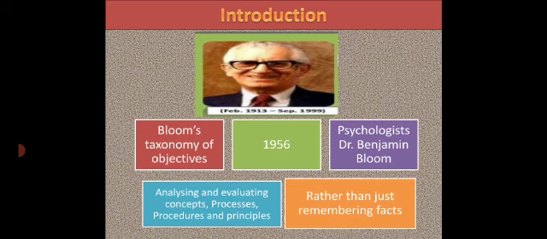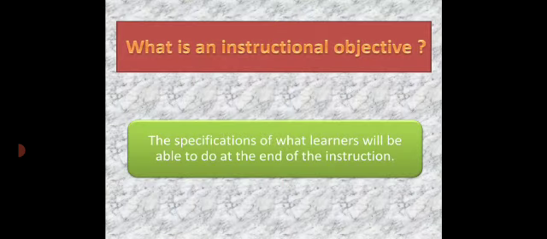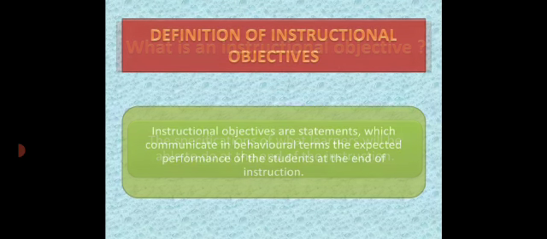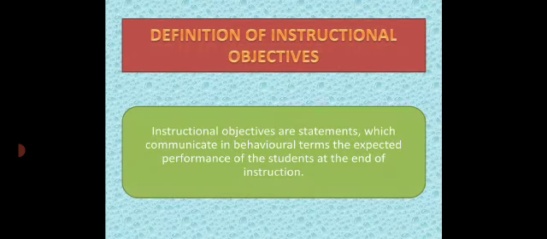Next, we are moving on to our topic, instructional objective. What is an instructional objective? Instructional objective means the specification of what learners will be able to do at the end of the instruction. Definition of instructional objective: instructional objectives are statements which communicate in behavioral terms the expected performance of the students at the end of the instruction.